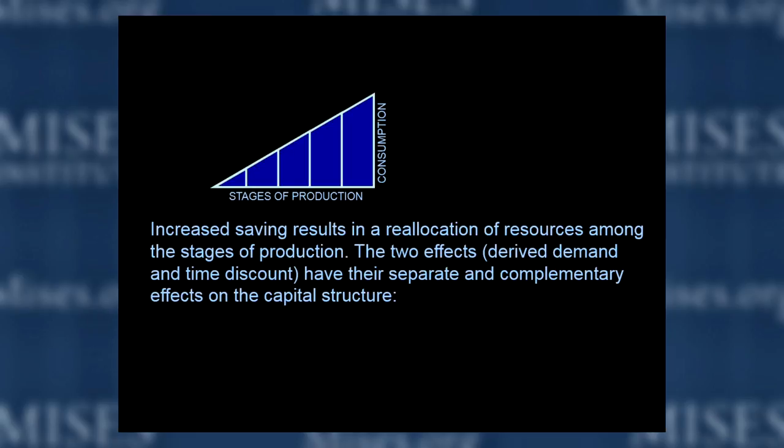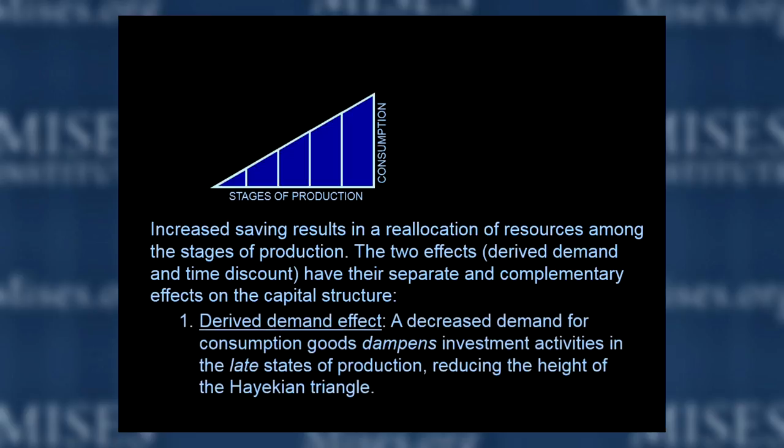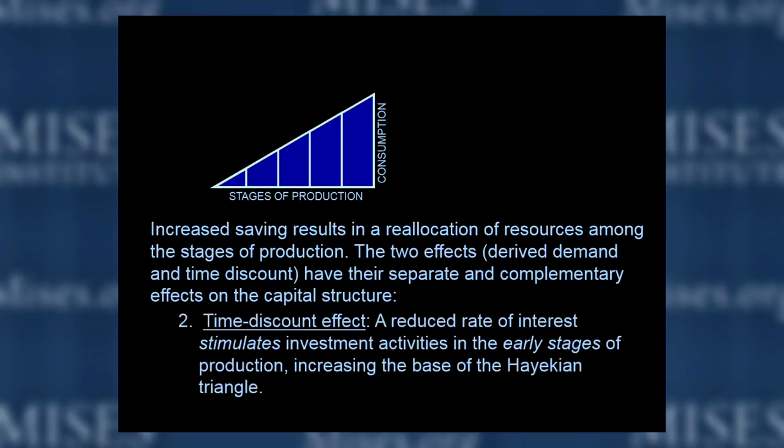The two effects, derived demand and time discount, have their separate and complementary effects on the capital structure. Let's watch that. And here, just for emphasis, let me say this slightly differently: a decreased demand for consumption goods dampens investment activities in the late stages of production. That would be inventory replacement. That would be dampened, reducing the height of the Hayekian triangle. And with time discount, the reduced rate of interest stimulates investment activities in the early stages of production, increasing the base of the Hayekian triangle.